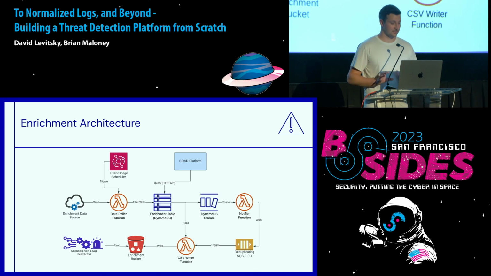The rest of the steps are to convert the data. So our streaming alert and SQL search tool, to integrate this kind of enrichment capability, expects the data in a CSV format. So we have some functionality to take it from this source of truth DynamoDB table, convert it into a CSV, and feed it into our streaming alert and SQL search tool so that we can take advantage of this data as well.